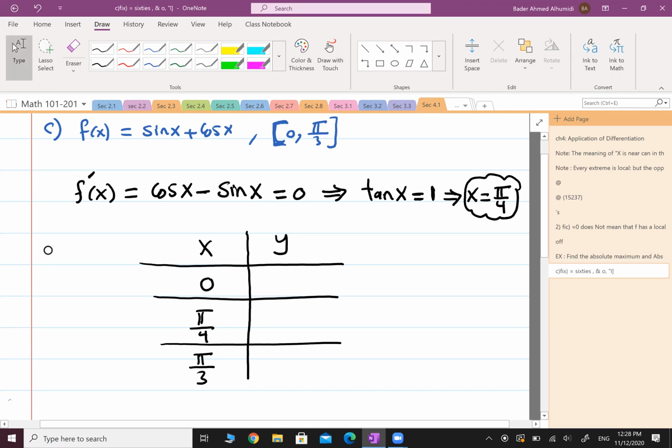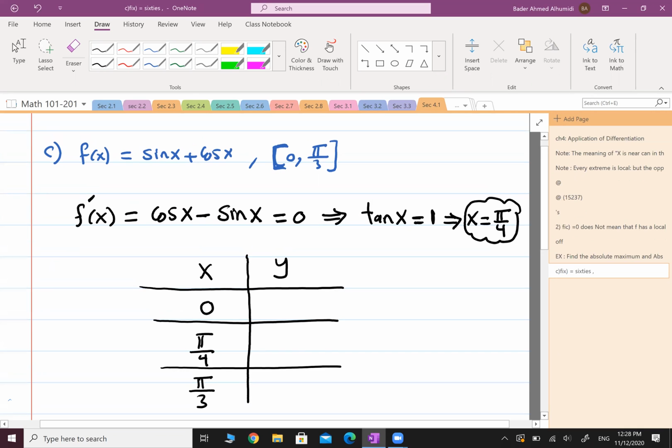Okay, substituting now 0. What do you get? If you substitute 0, you have sine 0 plus cosine 0. Sine 0 is 0, cosine 0 is 1, so this is equal to 1. At pi over 4, you have sine pi over 4, that is radical 2 over 2, plus cosine pi over 4, also radical 2 over 2. When you simplify, the answer will be radical 2.